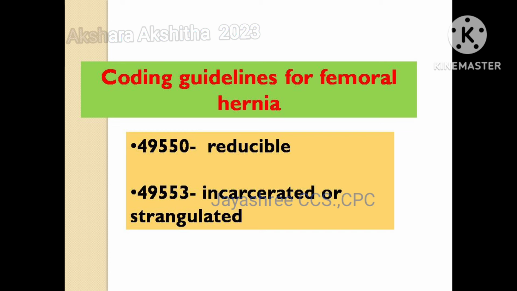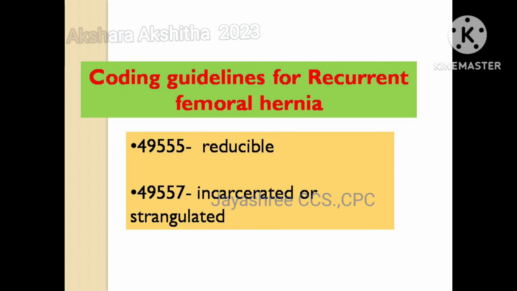So for any age initial femoral hernia, the CPT codes are 49550 for reducible and 49553 for incarcerated or strangulated CPT code. Okay. Then recurrent femoral hernia. Recurrent femoral hernia is also differentiated by whether it is reducible or incarcerated or strangulated. So 49555 is for reducible, 49557 is for incarcerated.